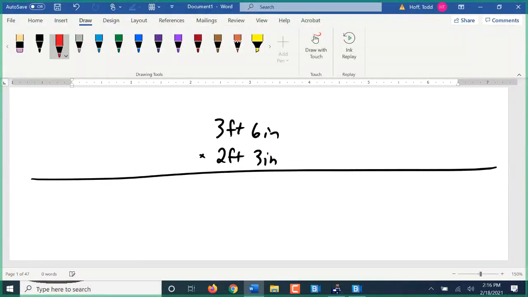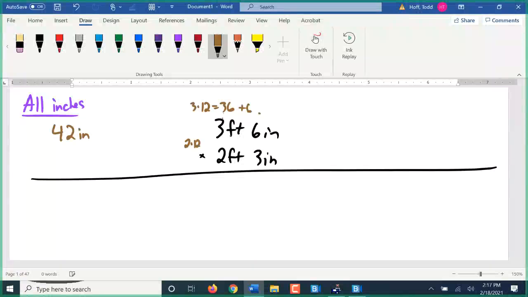More typically, if we're going to multiply 2 measurements, we would convert it into a single unit just to simplify the calculation. We might change it into all inches. So if we did that, we'd have to turn the 3 feet into inches. Think almost like turning the mixed numbers into improper fractions. It's 3 times 12, 36, plus the 6 inches we had makes this 42 inches. This is 2 times 12 is 24, plus the 3 inches we had is 27 inches.